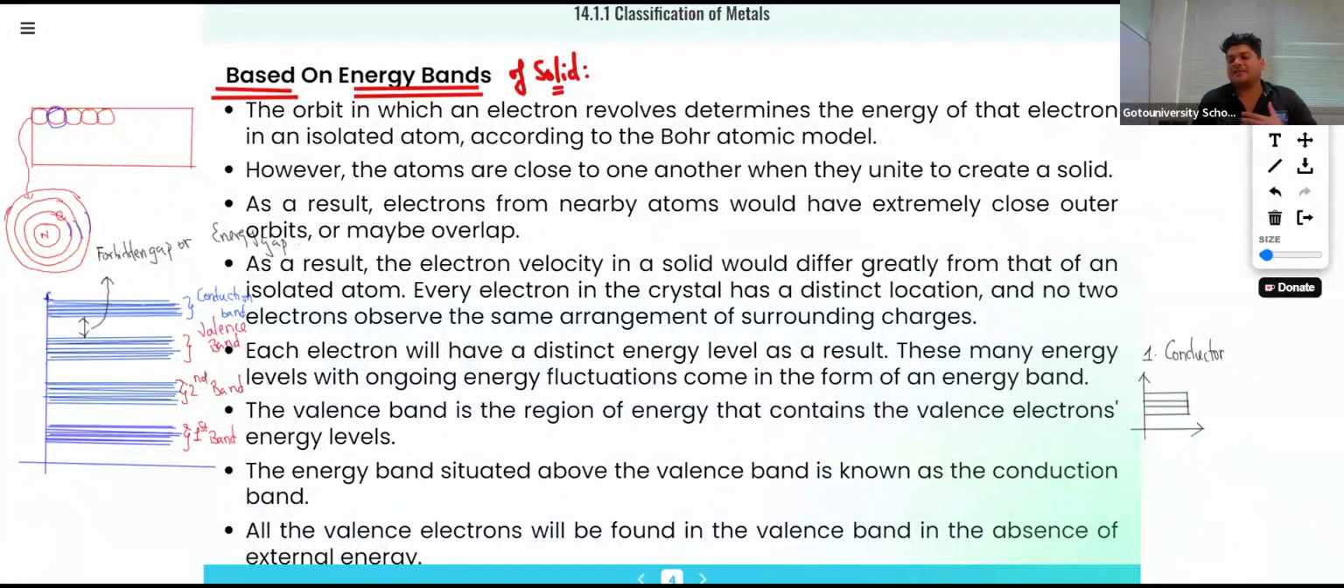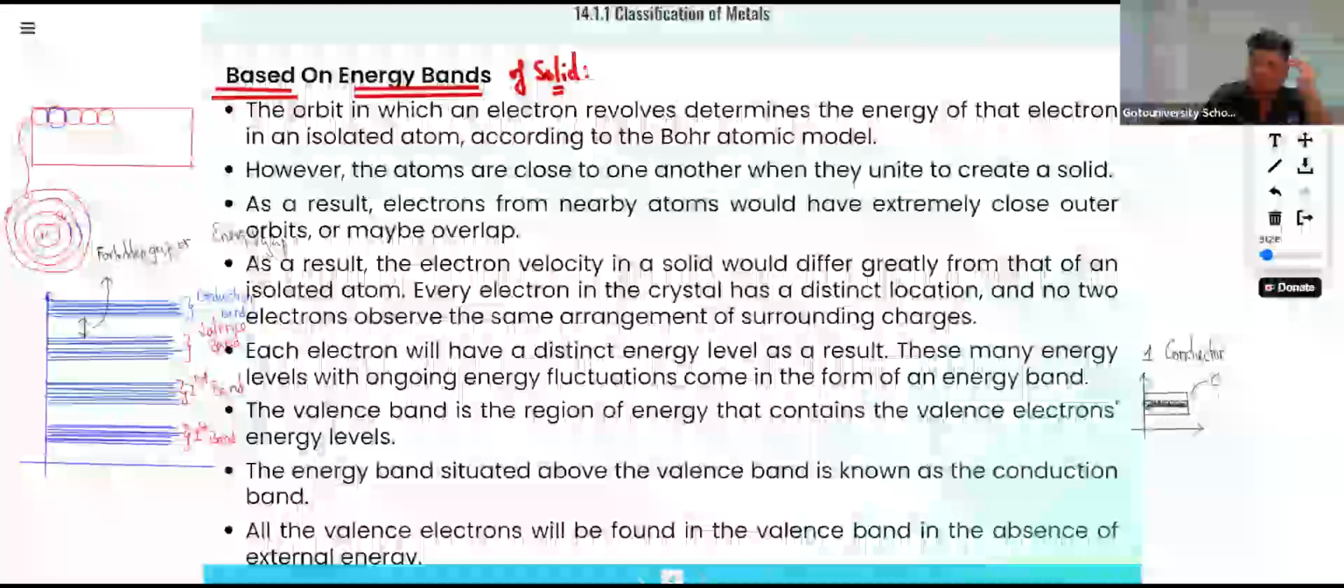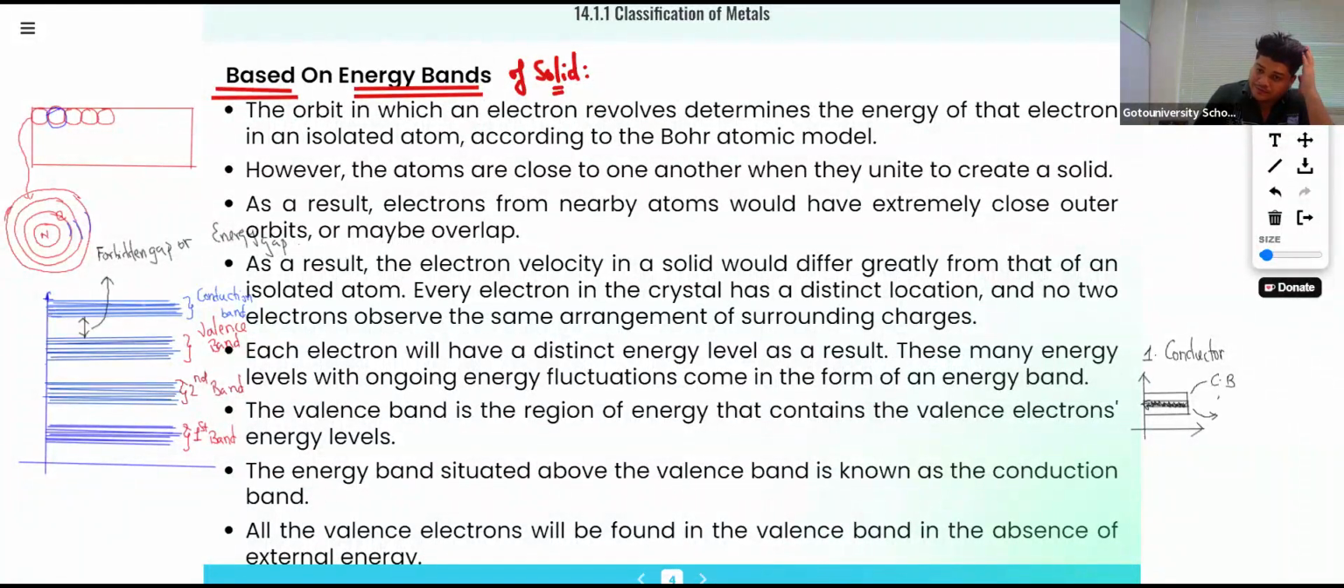Okay, in the conductor, what will happen? See, the valence band, the lower one, and the conduction band, the upper one, will overlap. If there is an overlapping, then it is known as a conductor. In the case of a conductor, the valence band and conduction band will overlap.